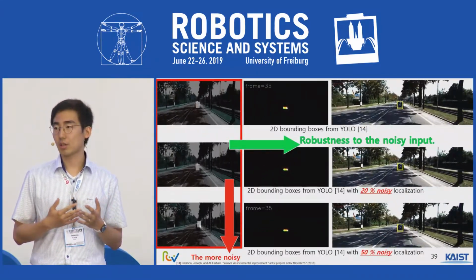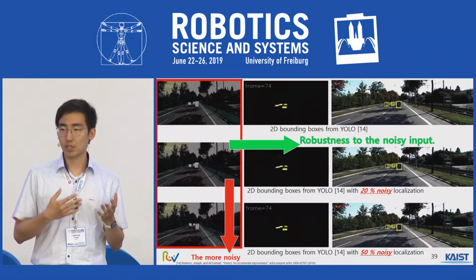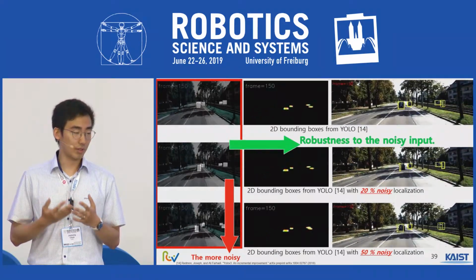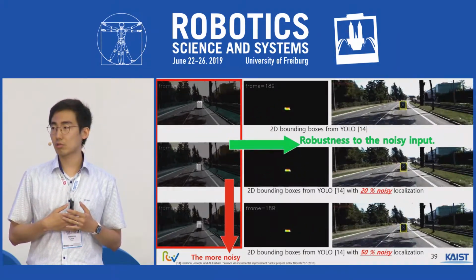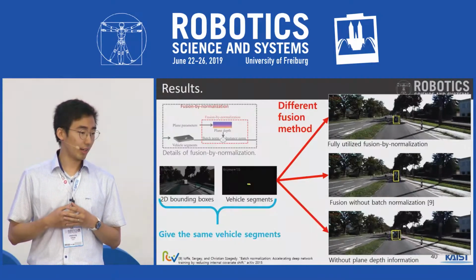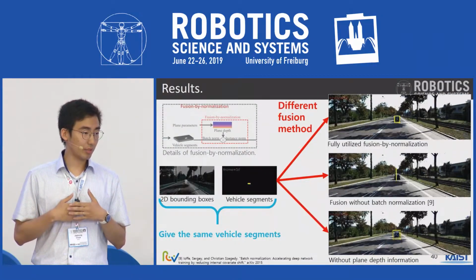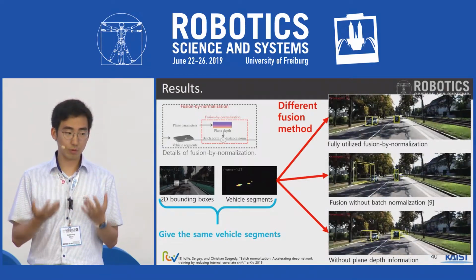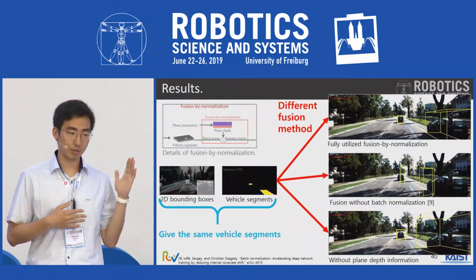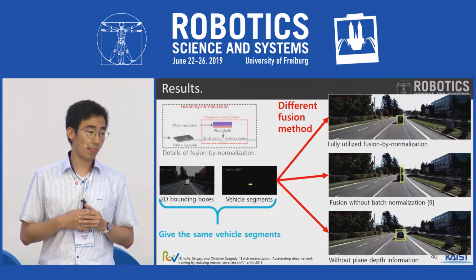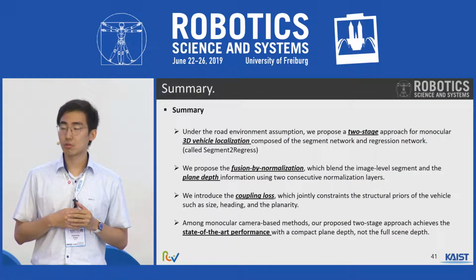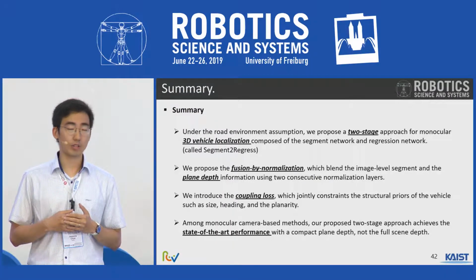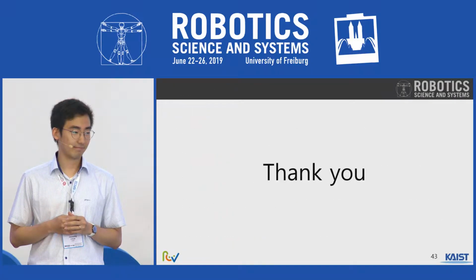This is the ablation study of our network. Given the 2-dimensional noisy input, still our network generates a stabilized result of the 3-dimensional bounding boxes. It shows the robustness to the noisy input. And given the same vehicle segments, our fusion by normalization still successfully fuses the plane depth into the vehicle segments and shows the stabilized result. Finally, we propose a 2-stage network by introducing the fusion by normalization and the coupling loss and achieve the state-of-the-art performance. Thank you.